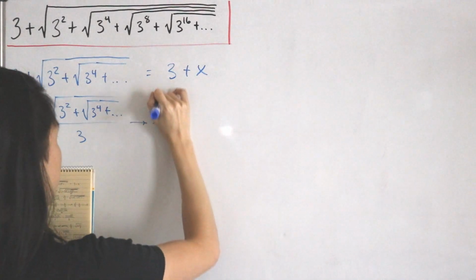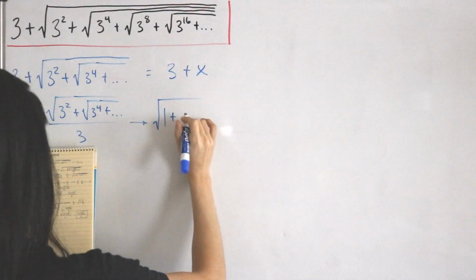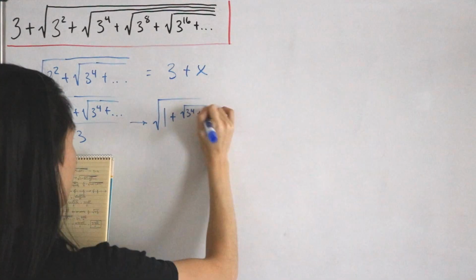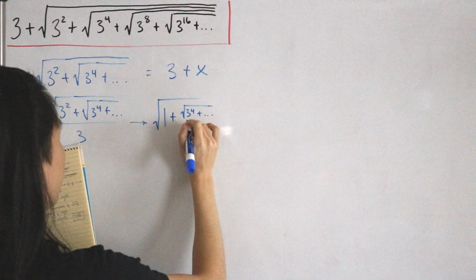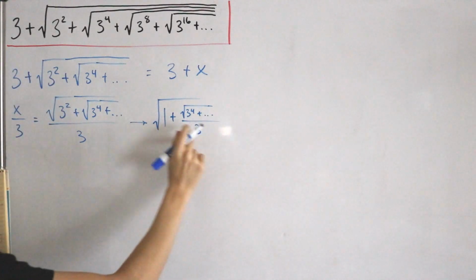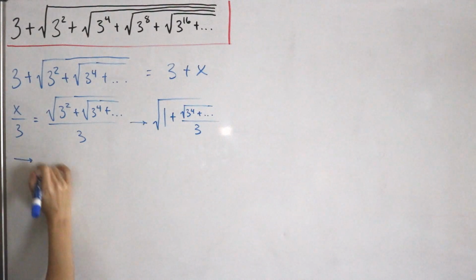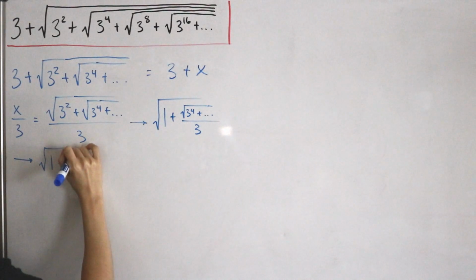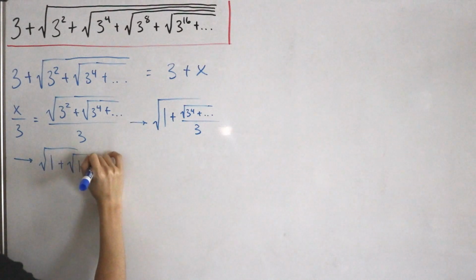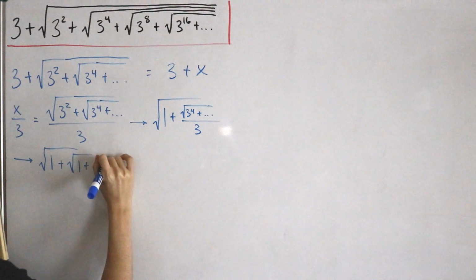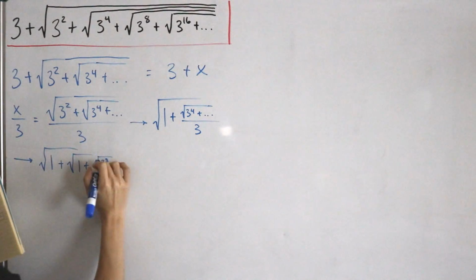So that means we're going to have 1, then add this with the 4th root of 3 to the power 4, and then all the way so on and so forth, divided by 3. And then if you repeat this, you do this again, so that means we're going to have the square root of 1, add this with the square root of 1, and then add this with 3 to the power 8th. I'm saying roots because there's a lot of radicals.